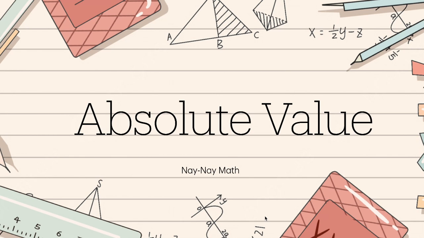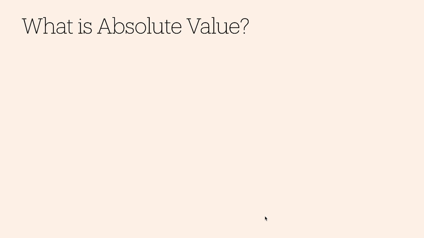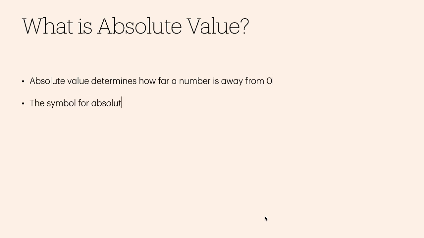But before we start doing the questions, I'm going to demonstrate to you what absolute value is. So let's get started. What is absolute value? Absolute value determines how far a number is away from zero. The symbol for absolute value is two lines with any number in between. So there's a symbol, it just doesn't have a number in between.